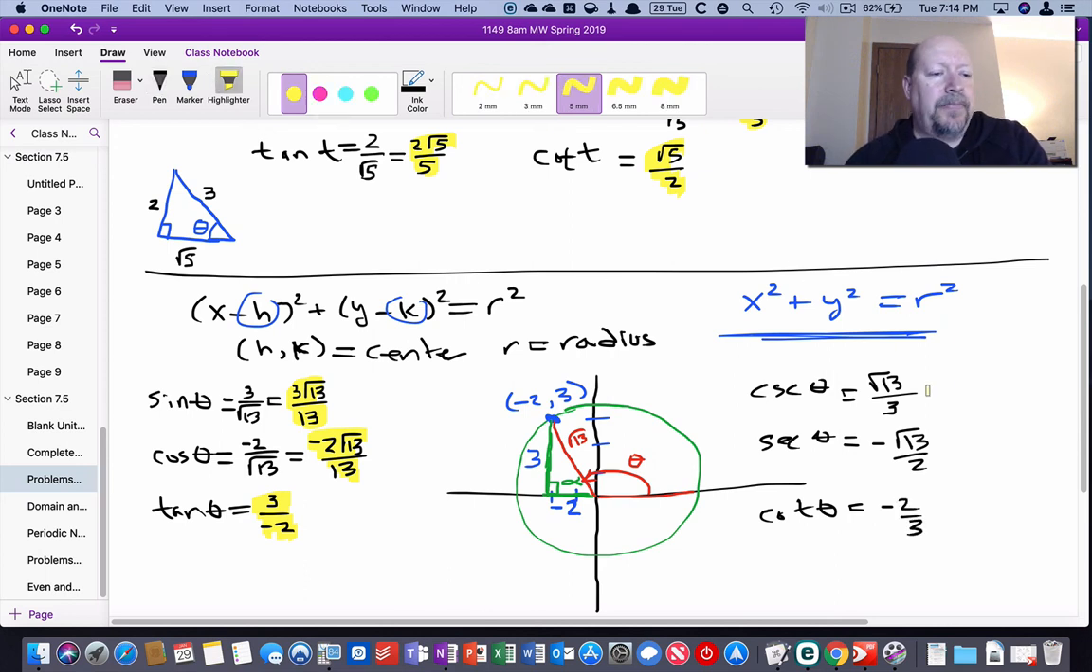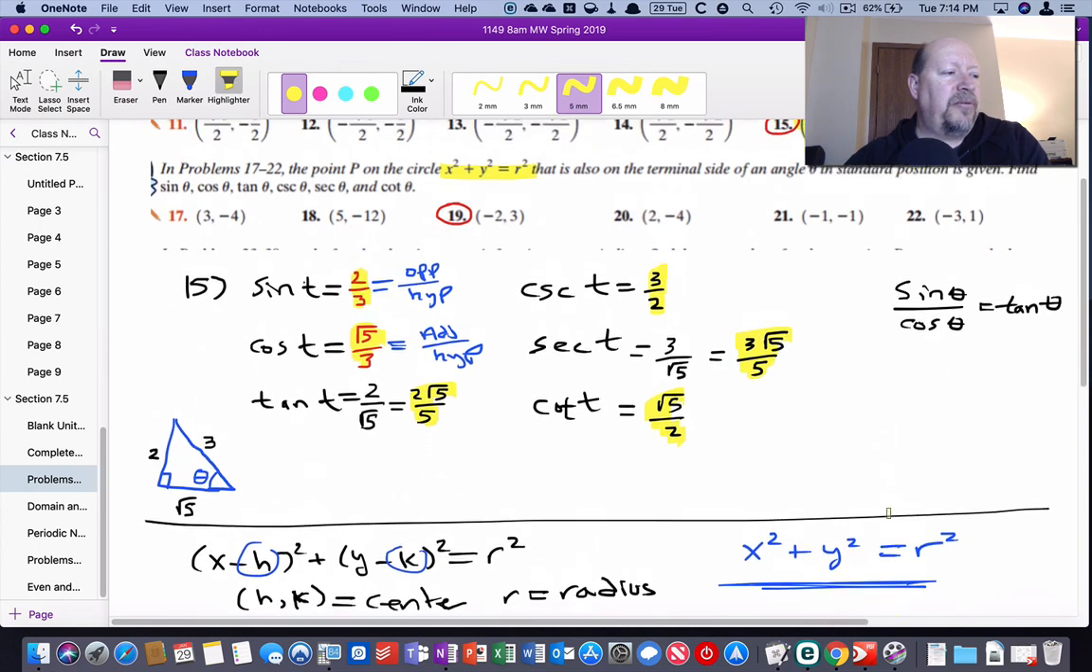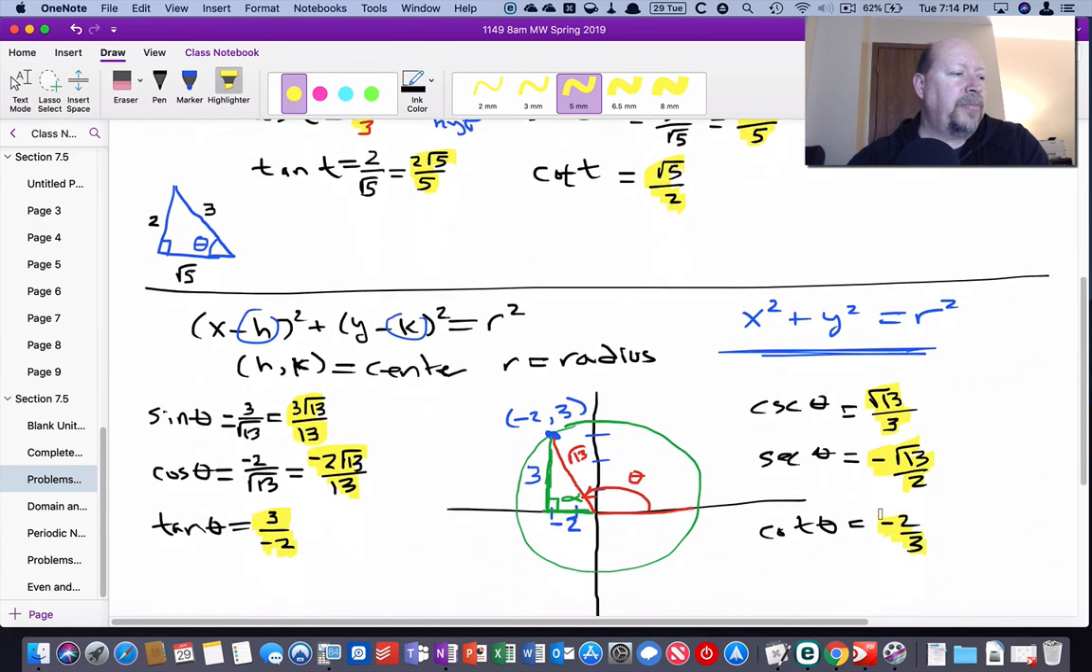So those are a couple of good examples that help us. The first one definitely utilized the unit circle, and then this number 19 down here was almost a trick problem, because we might think that it's the unit circle, but it's not. We can't assume that. And the radius, in fact, here was not 1, it was radical 13. So hopefully that helps you understand a little bit using the unit circle, and problem number 19 was a little bit of a review.